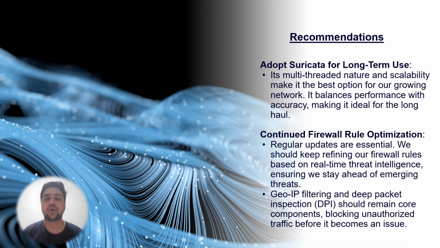In this slide, I'm talking about the recommendations for this project going forward. The first one is that we should adopt Suricata for long-term use due to its superior scalability and efficiency. It is the best fit for our growing network needs. Continue optimizing firewall rules regularly, especially by incorporating geo-IP filtering and deep packet inspection. By doing so, we can ensure our network remains secure and adaptive to evolving threats.